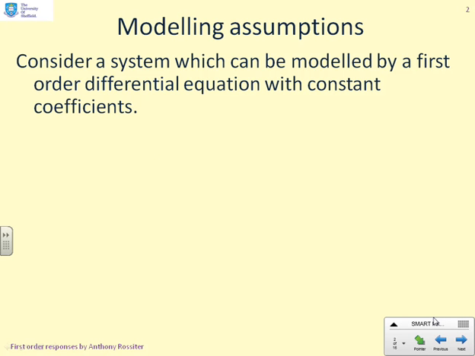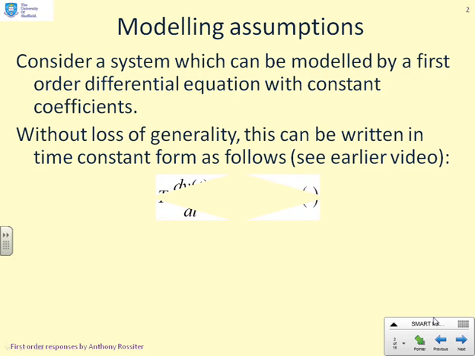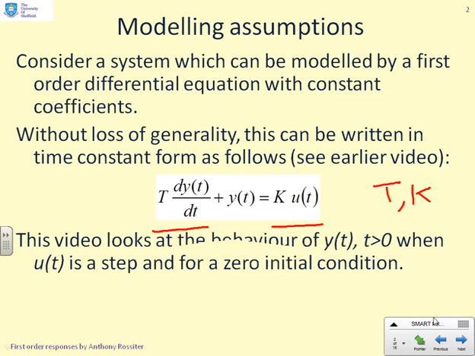A first order system with constant coefficients takes a standard form. So without loss of generality, we're going to write this in time constant form. And you can see this means that we've got T dy/dt plus y(t) equals K u(t). And the key coefficients we're interested in are the time constant T and the gain K.